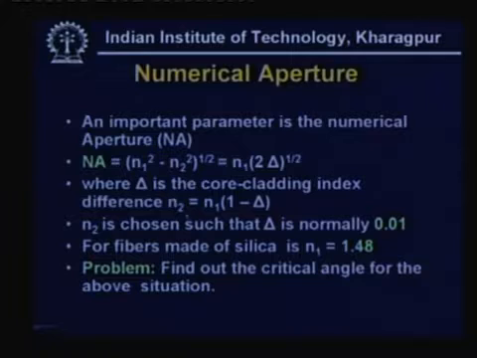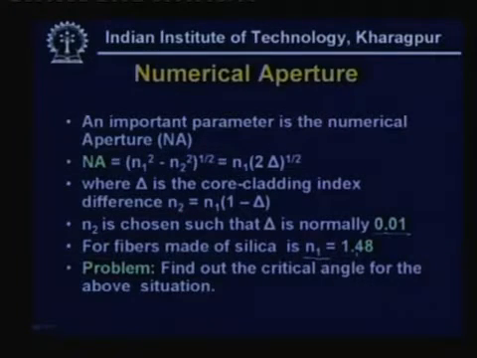That means N2 is equal to N1 into 1 minus delta. So that means the core will have higher refractive index than the cladding, and the delta has the typical value of 0.01, and as you know, we can use the material either plastic or silica. If we use silica, then N1 is equal to 1.48.